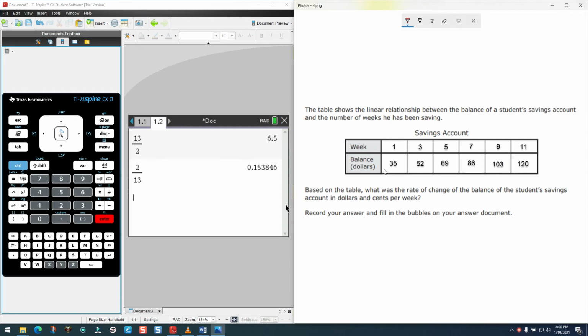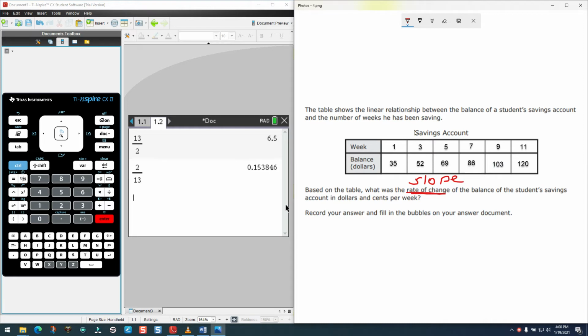Okay, for my next example, it says the table below shows a linear relationship. Right, and it says based on the table, what is the rate of change? So just keep in mind that this word right here, rate of change, is just another fancier way of saying slope. So I have a table.